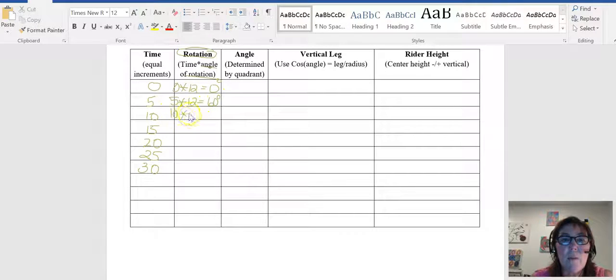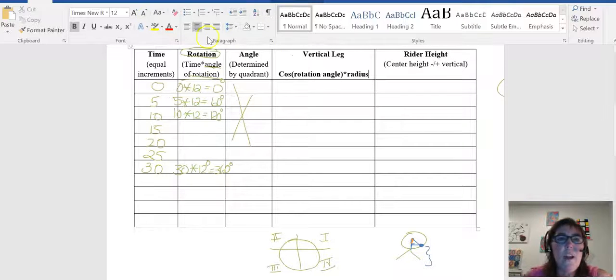Then 10 times 12, which is equal to 120 degrees, and you would do this all the way down until you get to 30 times 12. When you do 30 times 12, you have 360. We're going to talk about what happens here, because when you get down to 360, you're in the same place you were at 0 degrees. So that's going to be your second column. Keep this in mind.